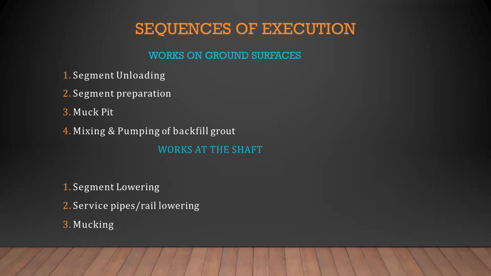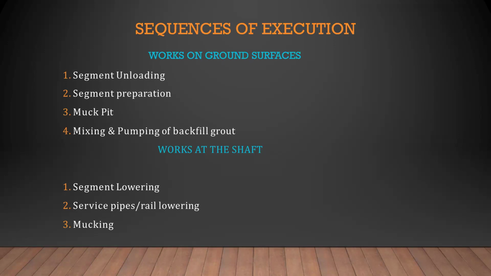Then works at the shaft. Tunnel segment lowering. After visual inspection, precast segments will be loaded onto tunnel segment cars at the shaft using the gantry crane and then sent to the tunnel face for installation by the locomotive transport.